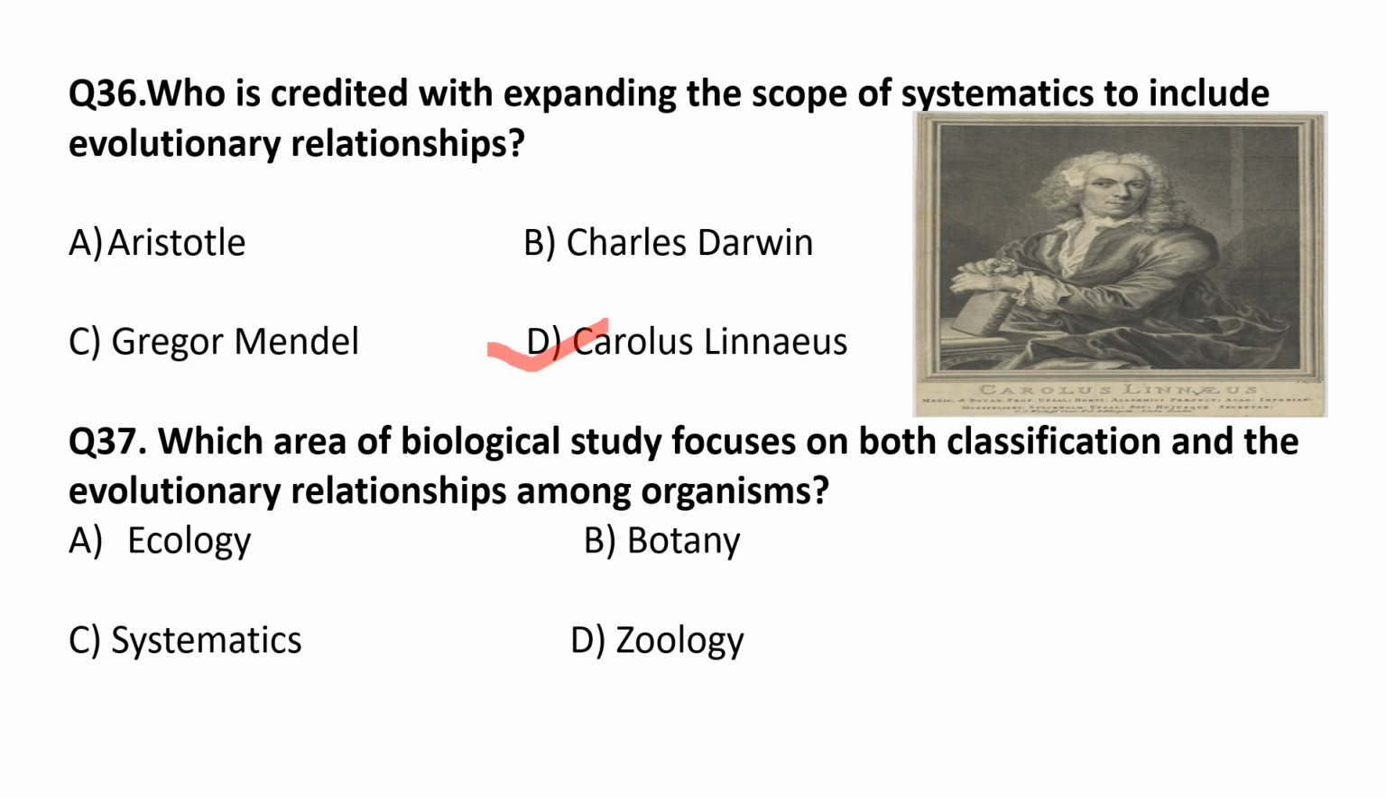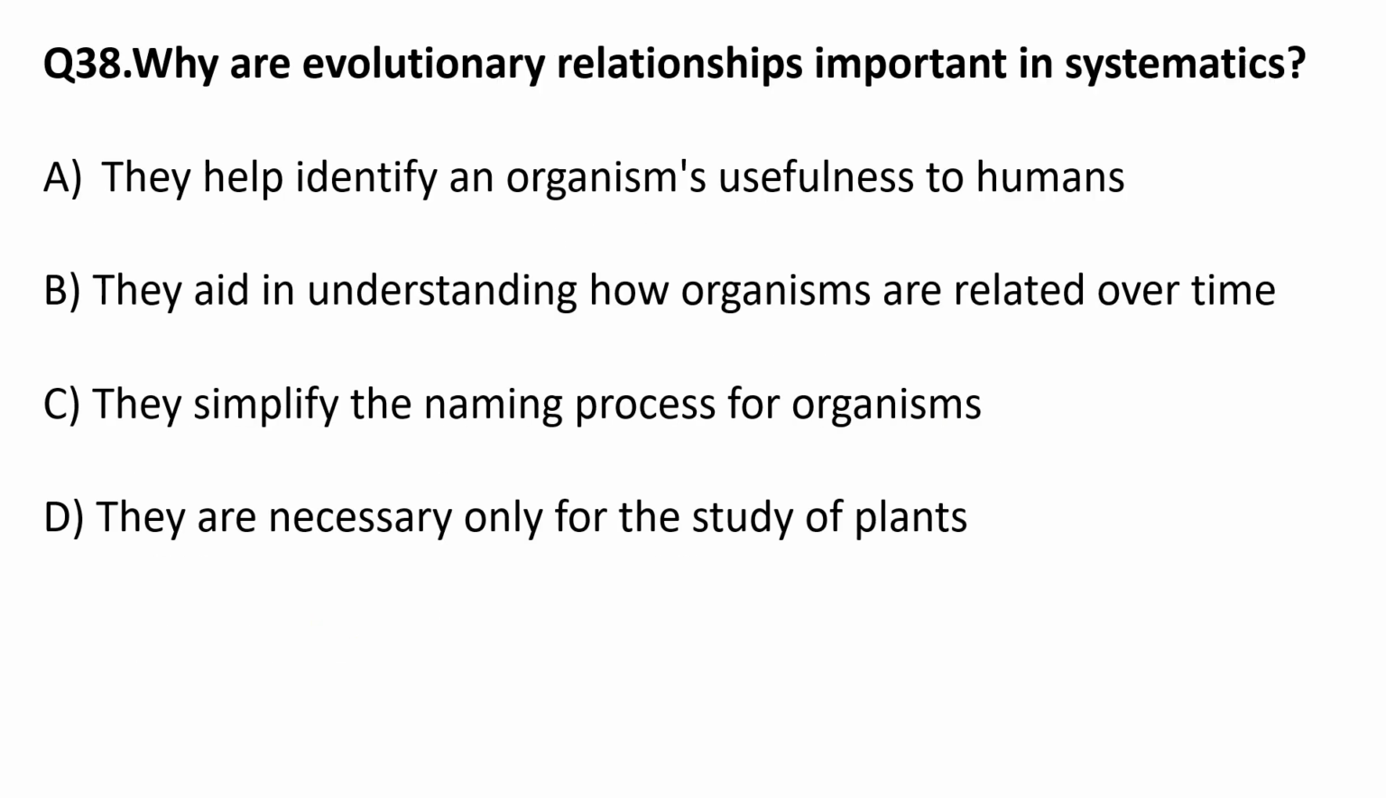Which area of biological study focuses on both classification and the evolutionary relationship among organisms? That is systematics. Why are evolutionary relationships important in systematics? They aid in understanding how organisms are related over time.